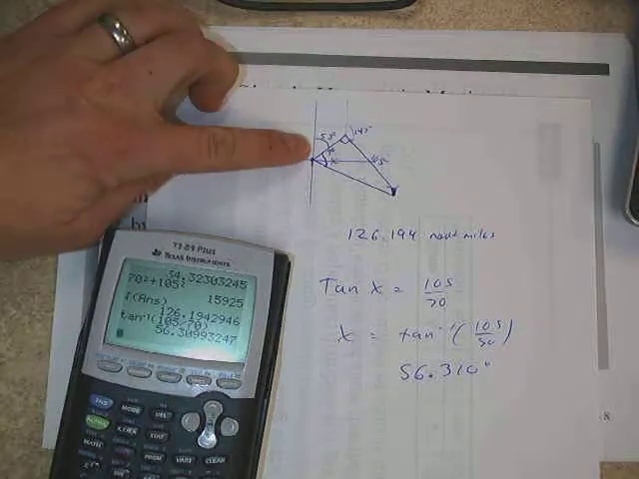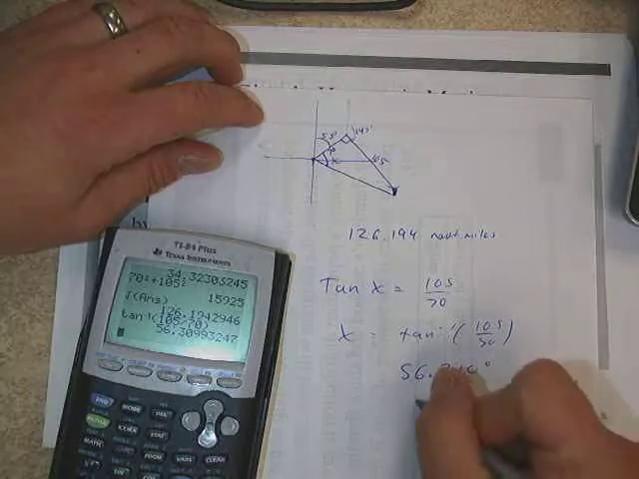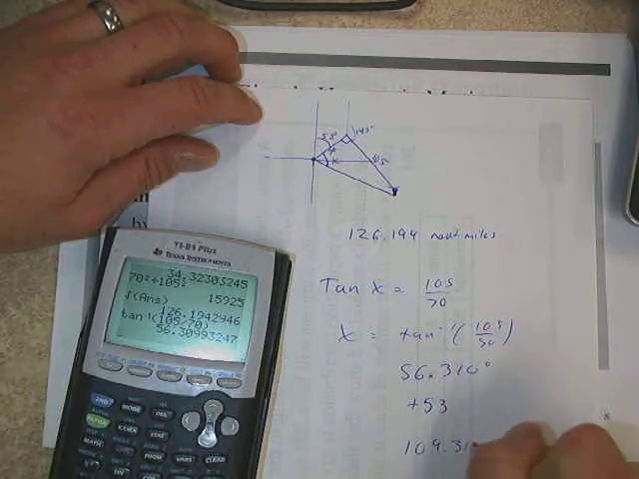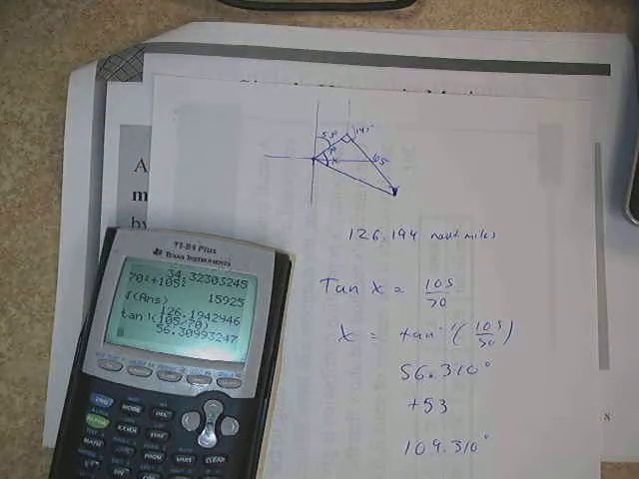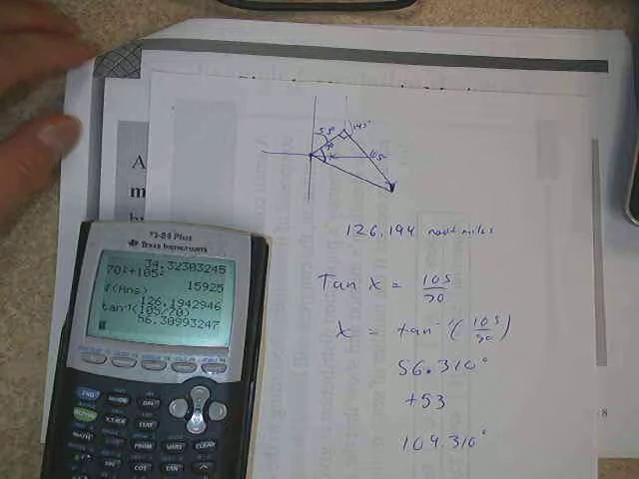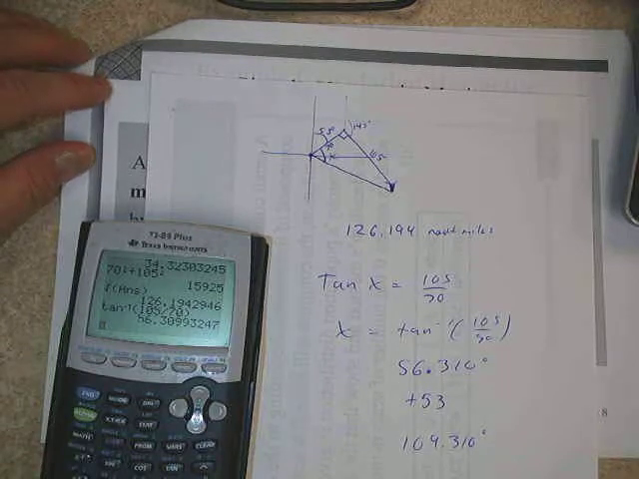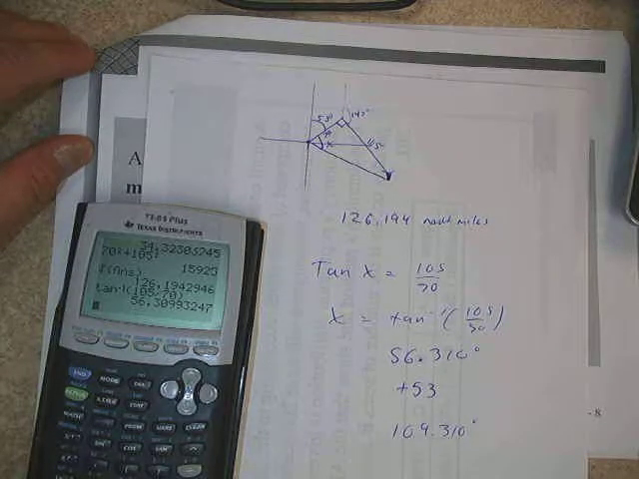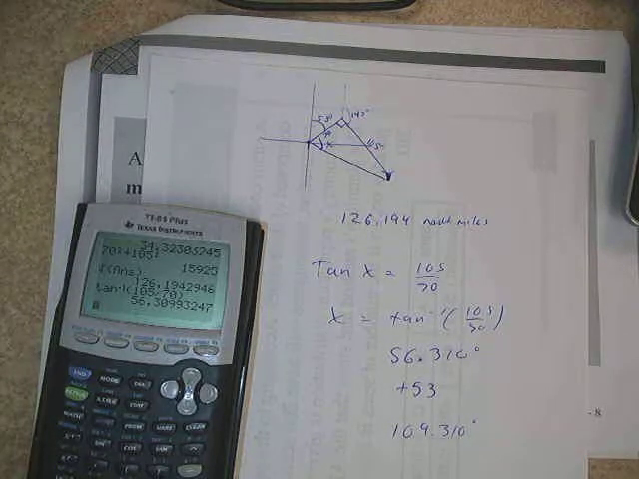Remember though that that angle is just from our triangle, so the actual bearing is that plus the 53. If we add our 53 to that, we're going to have 109.310, and that would be the bearing for that particular trip. Fair enough? Questions?